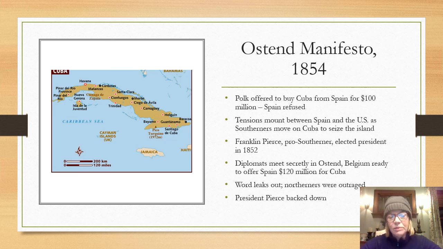And then Franklin Pierce, even though he's from the North, is very pro-Southerner. He's elected president, and he's kind of secretly scheming to do this. He sends some diplomats to Ostend, Belgium, to negotiate it, but word gets out, and people are furious about this, people in the North anyway. So Pierce backs down. He doesn't do it.